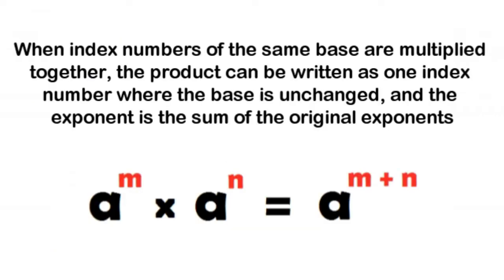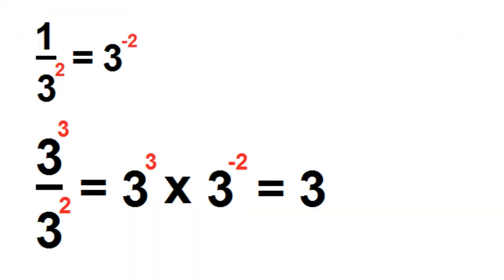And according to our multiplication rule, when we're multiplying index numbers with the same base, we can just add the exponents together. So we'd have 3 to the power of 3 plus negative 2 equals 1, so we'd have 3 to the power of 1. You don't have to understand how all of this works, but in my opinion, understanding negative exponents makes this so much easier. It makes it easier to understand problems like this one.